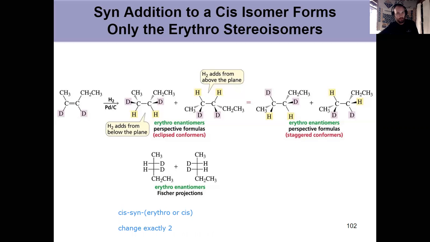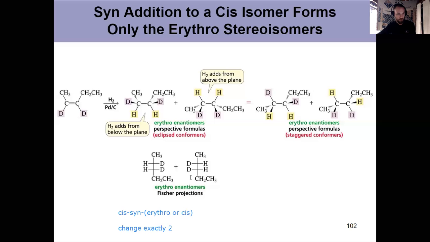If I have a cis isomer, which I have here, I'm looking at the cis isomer of this alkene, and I do a syn addition, the product here are the erythro enantiomers when I look at the Fischer projections. And if you don't remember from chapter 4, the erythro enantiomers are the ones where the hydrogens are on the same side. The opposite of that is the threo, T-H-R-E-O. I don't get those where the hydrogens are across from one another. Okay, so I don't get those. I only get 2 of the 4 enantiomers.